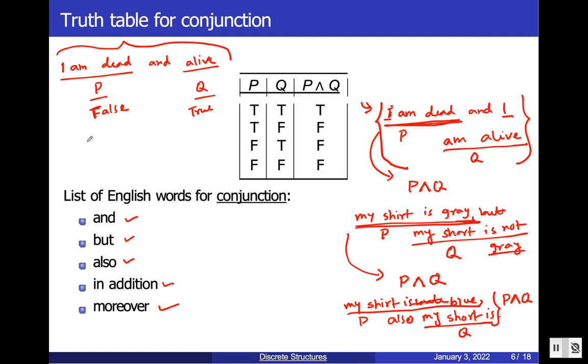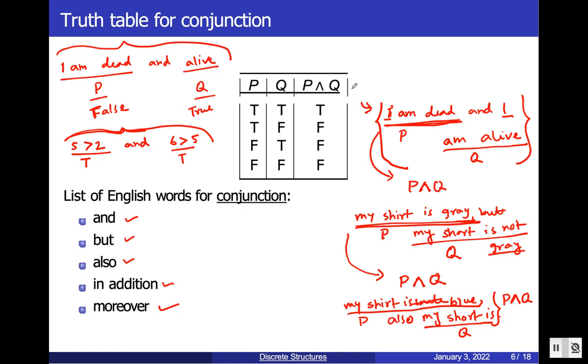Let's see, 5 greater than 2 and 6 greater than 5. Yeah, this one is true, this one is true. Now if I consider them as a single statement, the value of this single statement is true. Yes, 5 is greater than 2 and 6 is greater than 5. They both are true, so the value of this statement is true.